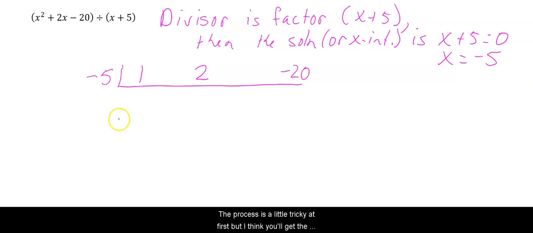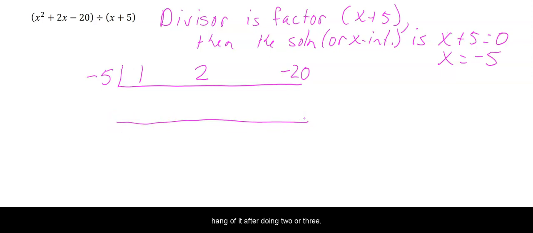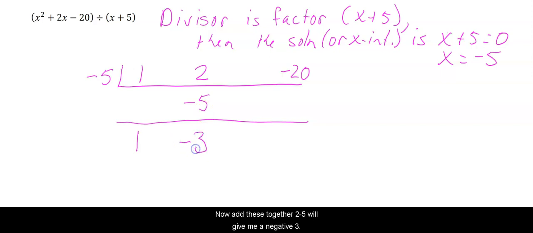The process is a little tricky at first, but I think you'll get the hang of it after doing 2 or 3. The first number just drops through, and you write it directly. You're going to multiply diagonally to the left and write the number diagonally to the right, and then you'll add down. So the first number drops through because 1 plus nothing is 1. Then 1 times -5 would give me -5. Now add these together. 2 minus 5 will give me a -3.